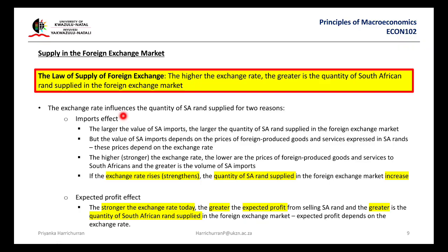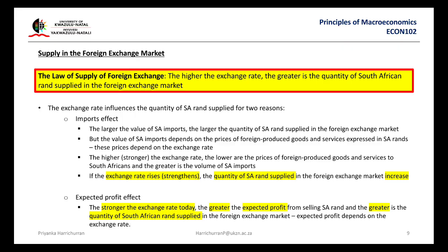Now, what is the import effect? The larger the value of South African imports, the larger the quantity of South African rand supplied. So when you want to import something, you need to buy the other person's currency, so you need to put the rand in the market, and then people from other countries will buy. So you're supplying the market with the rand.